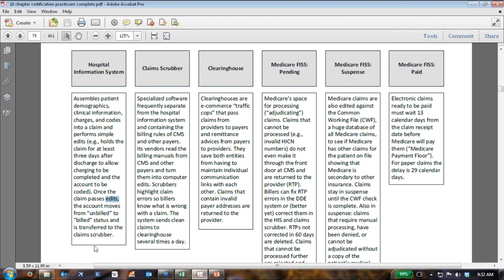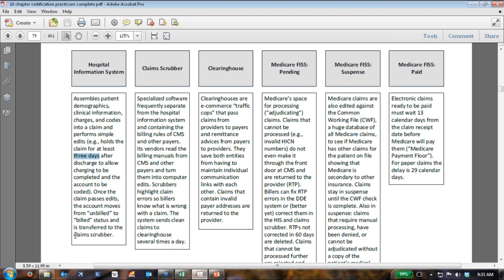pointing out to me. So what I'm walking you through is what happens in a computer system when a claim goes from unbilled to billed after a period of a number of hold days, typically 3 days or sometimes longer, usually not any shorter than that, to allow for charging and documentation processes to be completed. So now the account moves from unbilled to billed.